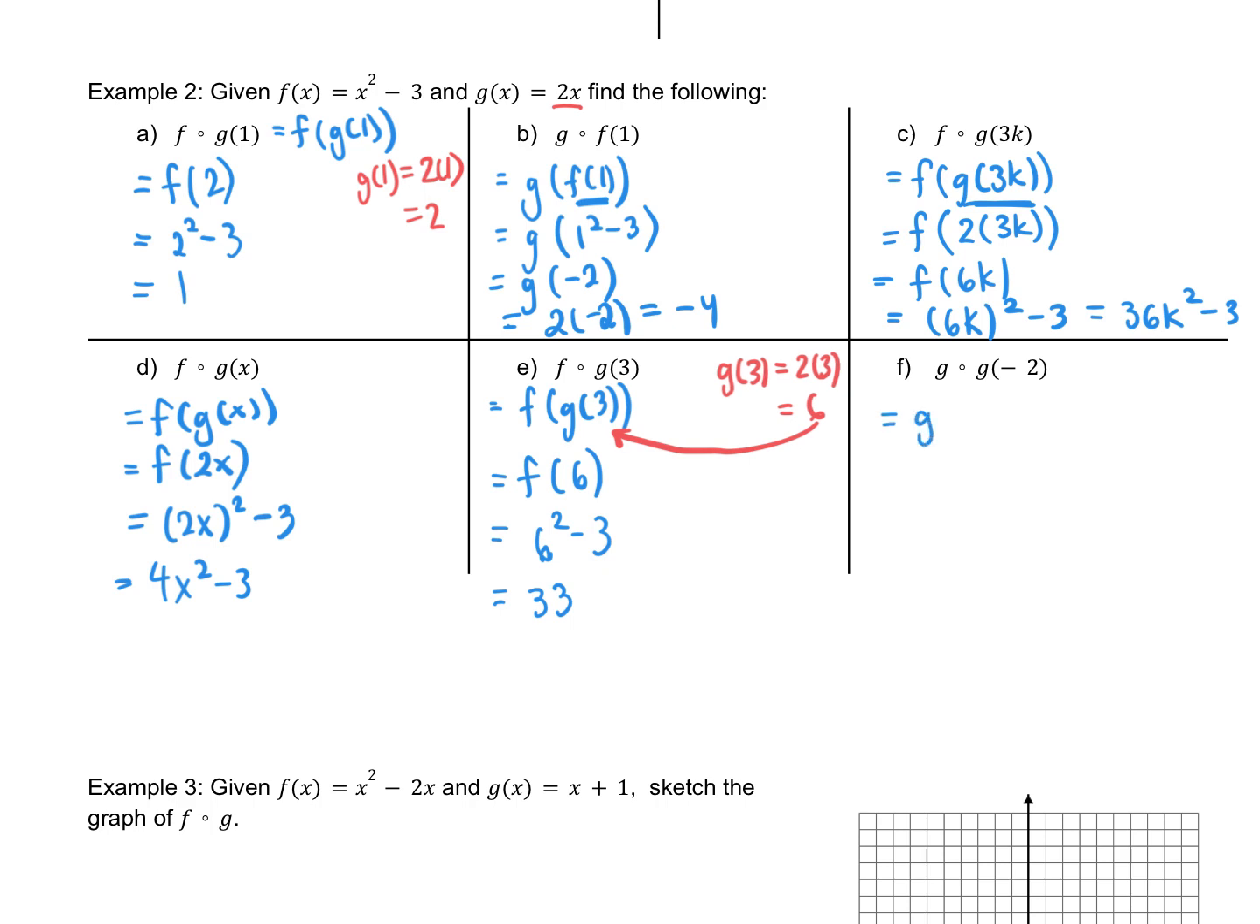Finally, g at negative 2. So I'm putting the same function inside itself. I'll first figure out the inside. So g at negative 2. Well, that's just doing 2 times negative 2, which is negative 4. So now I'm evaluating g at negative 4. So going back again into that g at x function, so 2 times x, but now I'm subbing in negative 4. And I get negative 8. So it's always working from the inside out.